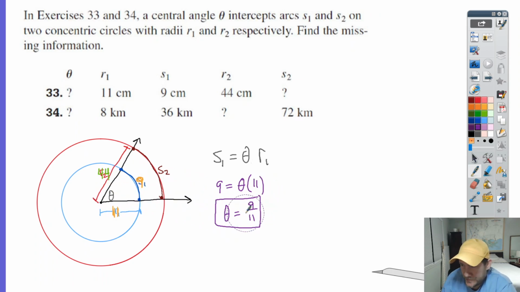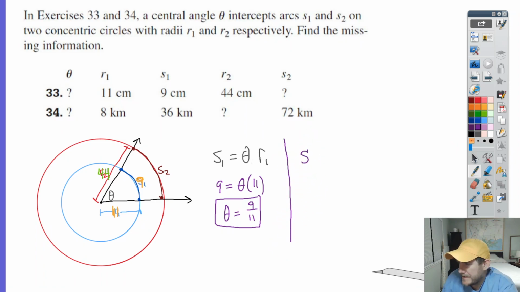Which means my drawing is pretty good, because 9/11 is pretty close to 11 over 11, which is 1. And we know that 1 radian is about 57 degrees. So this should be a little less than 57 degrees. A 50-degree angle is about right.